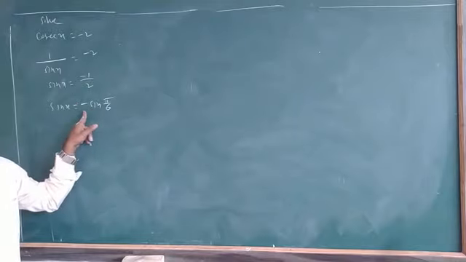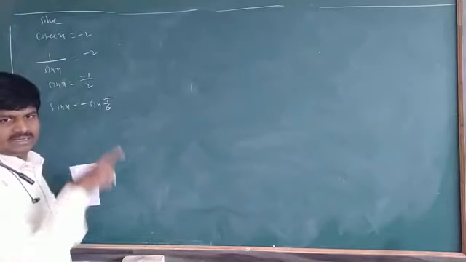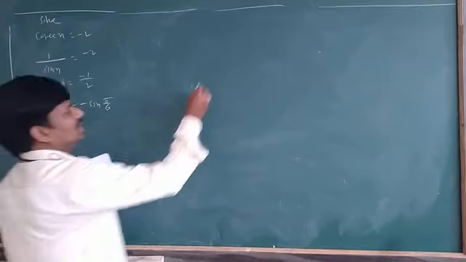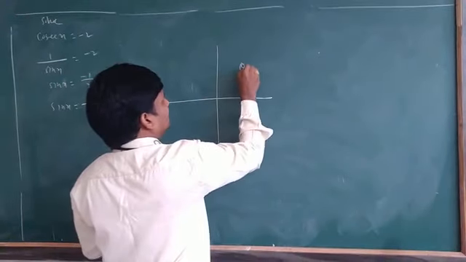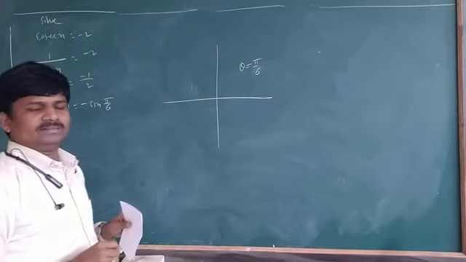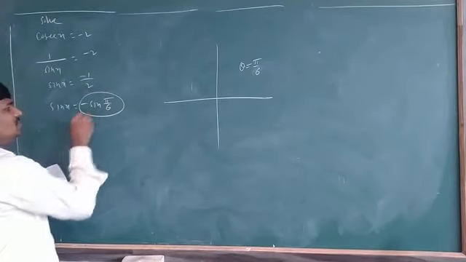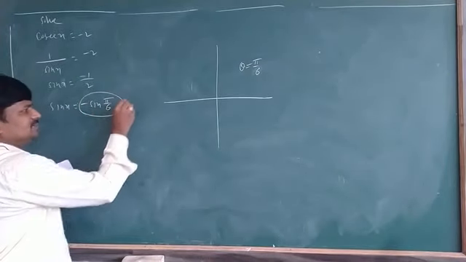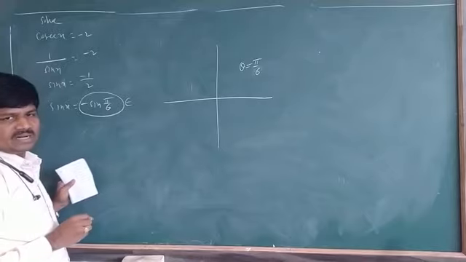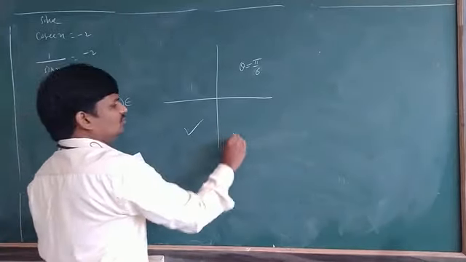Sin is negative. In which quadrant is sin negative? Theta is pi by 6, which is in the first quadrant, right? Now this total value, minus sin pi by 6, belongs to which quadrant? Sin is negative, and sin negative means third and fourth quadrants.